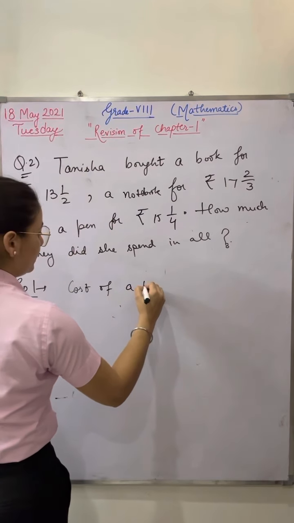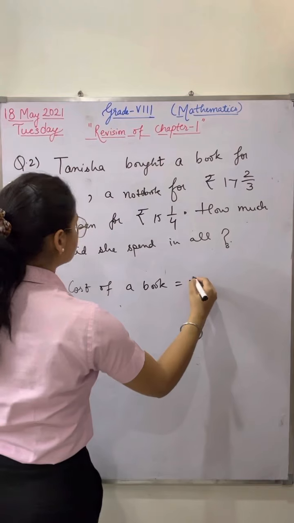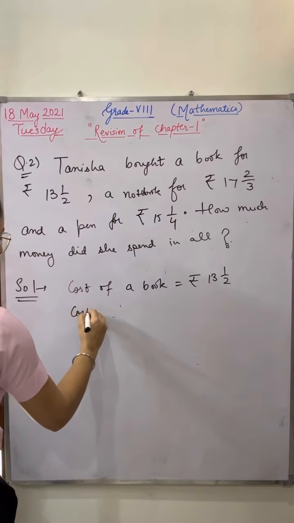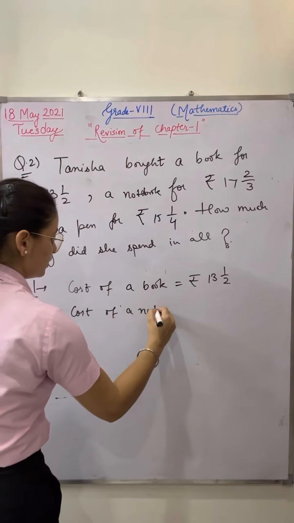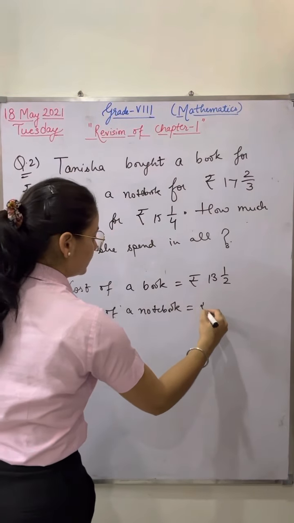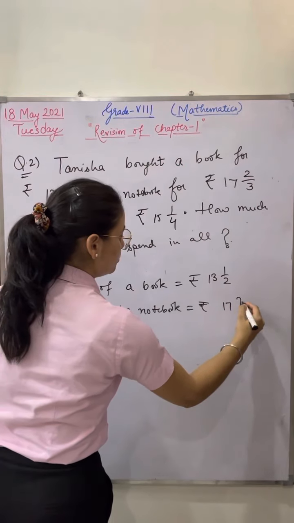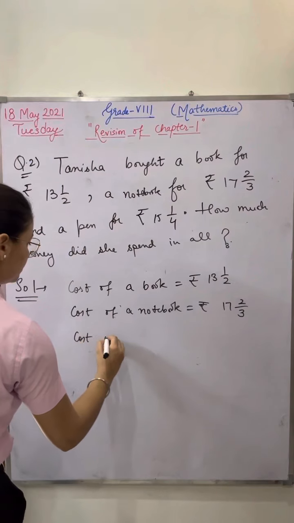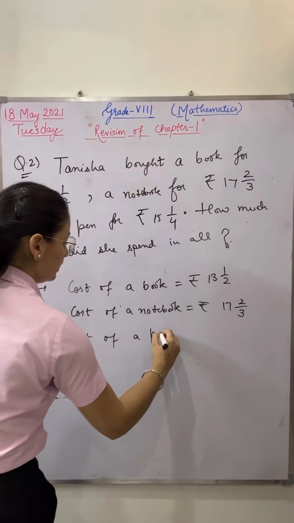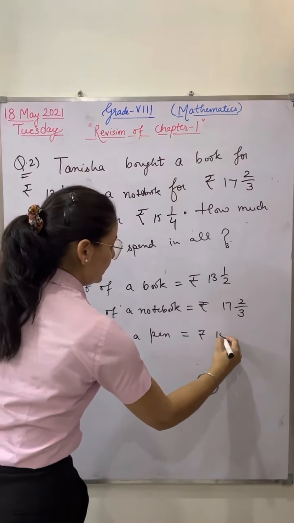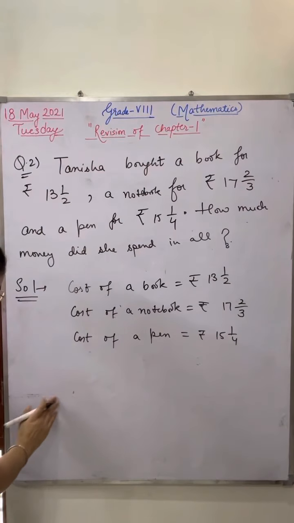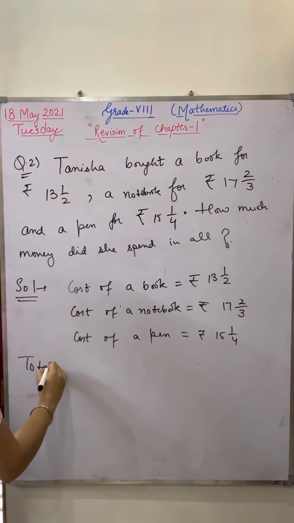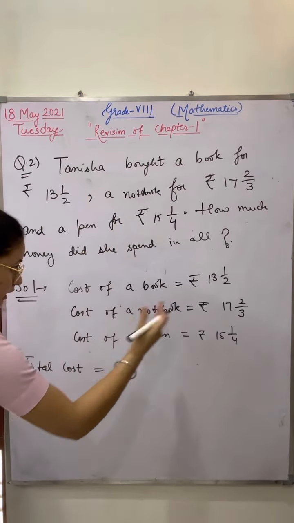Write down: cost of a book is rupees 13 1 by 2, cost of a notebook is 17 2 by 3, and cost of a pen is rupees 15 1 by 4. Now please tell me how we can solve. You have to find out the total cost.